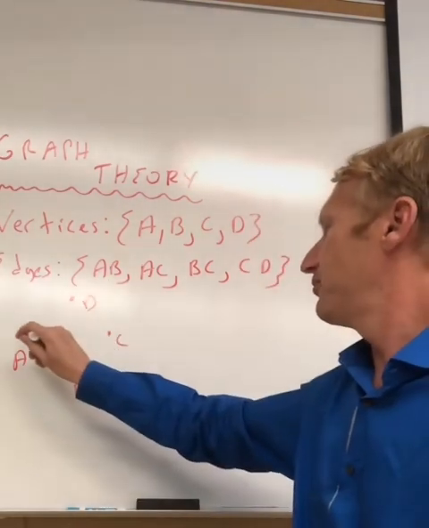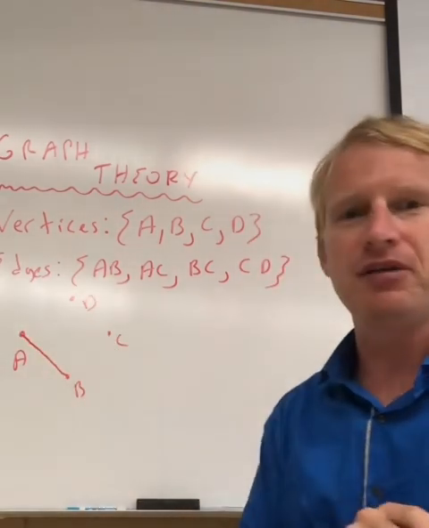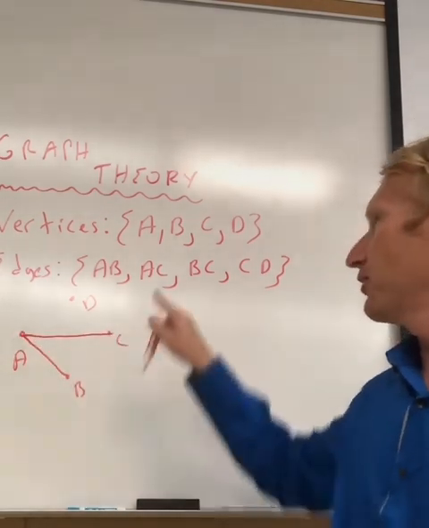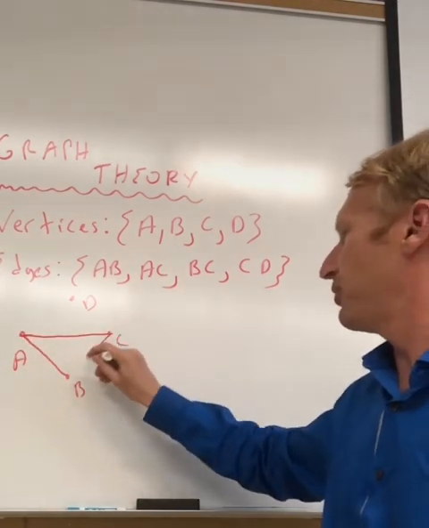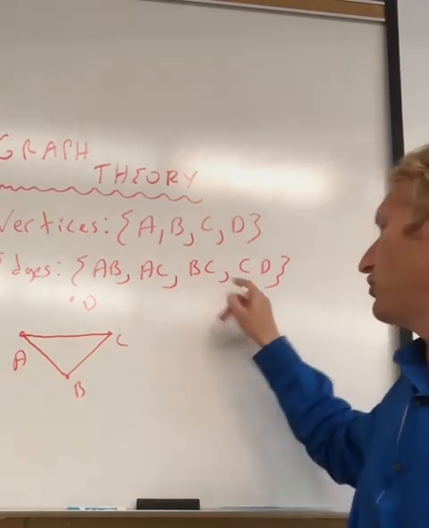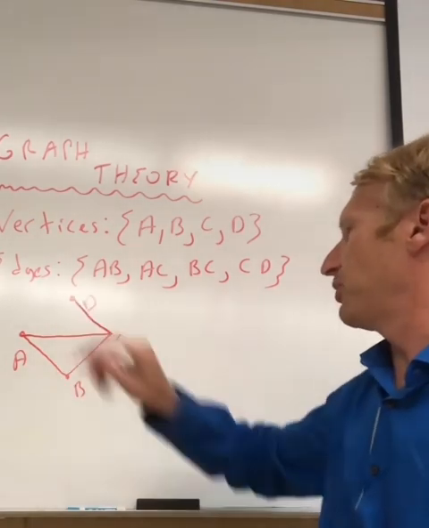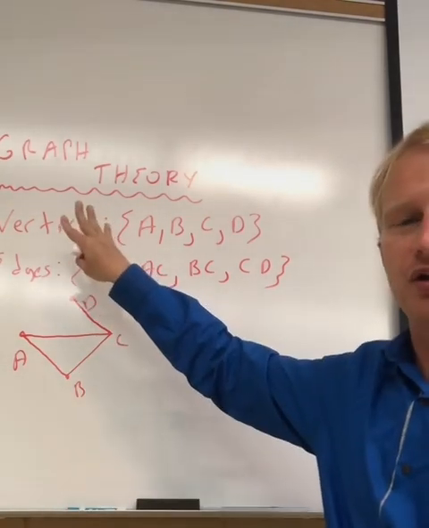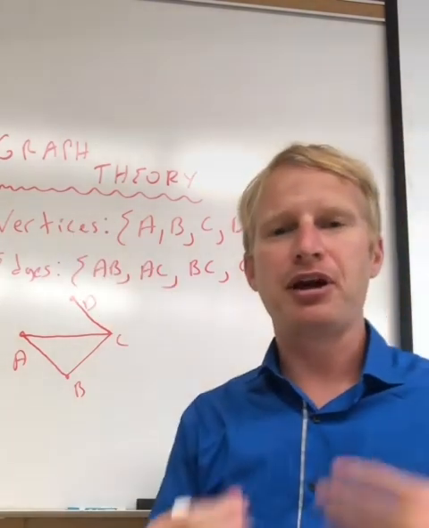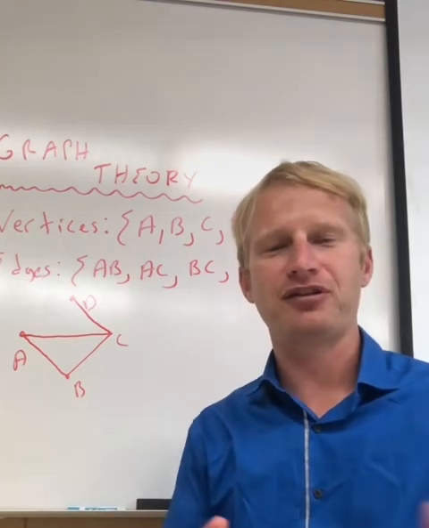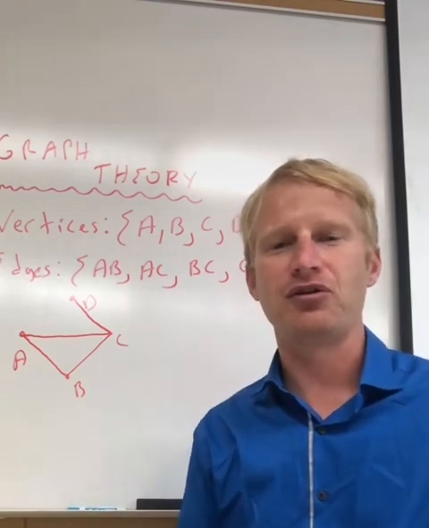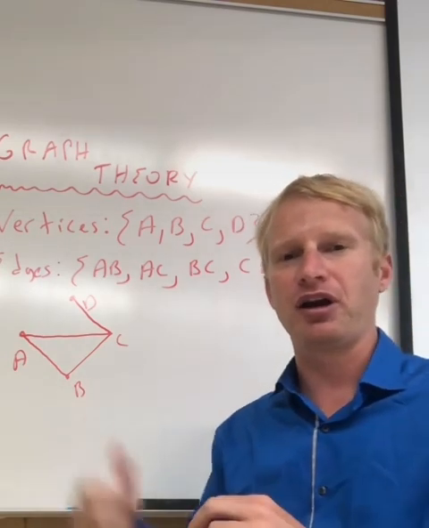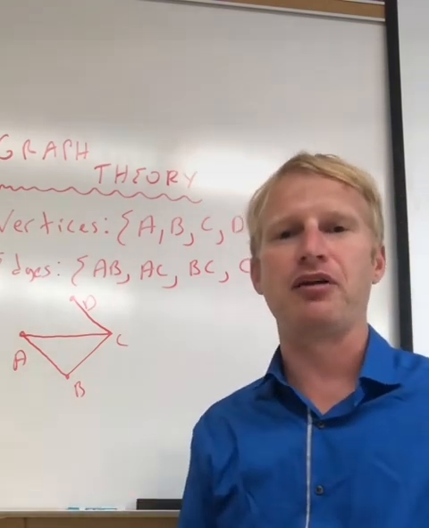Edge AB, path between A and B. Edge AC, path between A and C. Edge BC, a path between B and C. And then edge CD, which is a path between C and D. And this is the graph of this scenario here. And you can probably think about all the different connections that this has to real-world applications. You can talk about routes, or different things that you would do, or connections between things. It connects to so many different things.